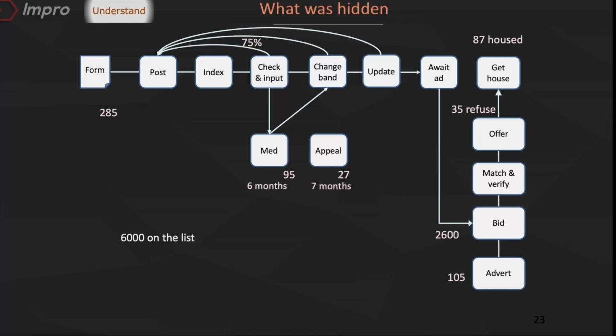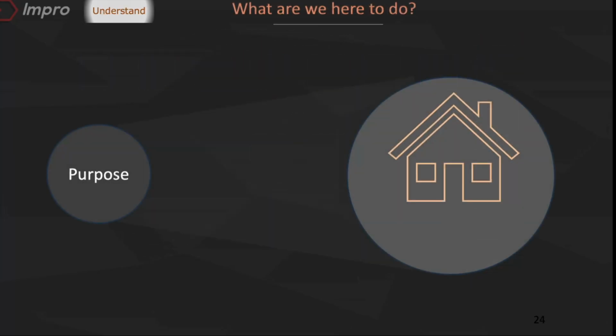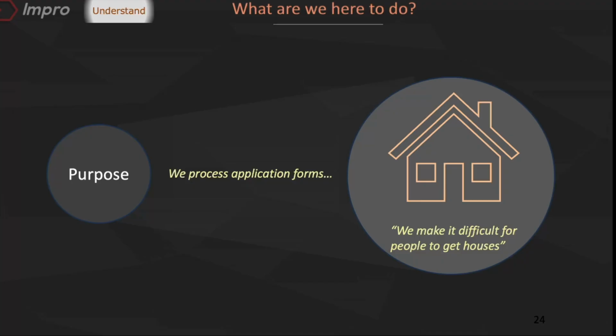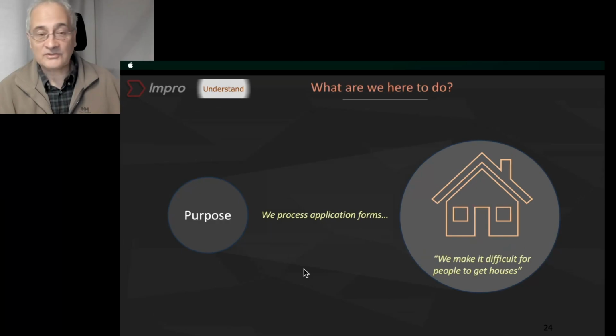Now, we then asked the question again, is this a good system and how well is it helping people? And the answers were quite different at this point. So, I also asked them, so what's the purpose of this service now? The way that you feel that this purpose is. And what they said basically is that we process application forms and we actually have to make it difficult for people to get housing because we just don't have enough housing. So that's all we can do.